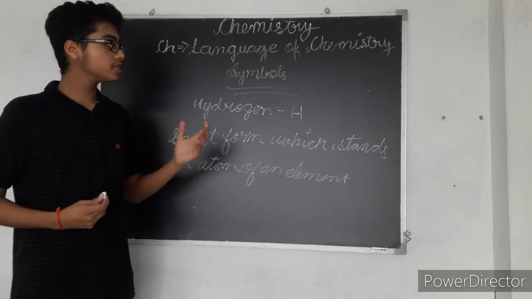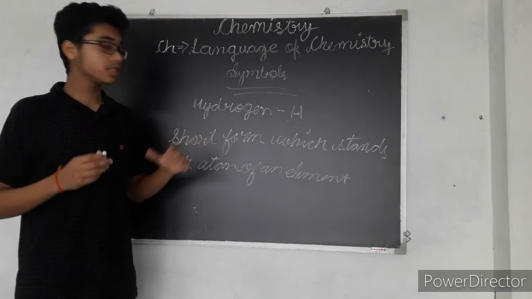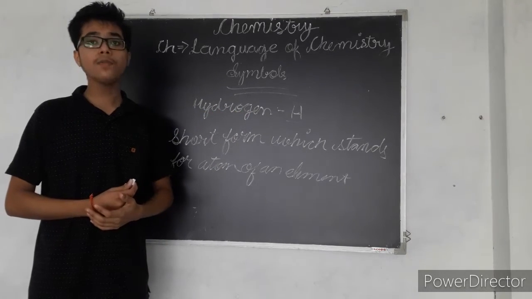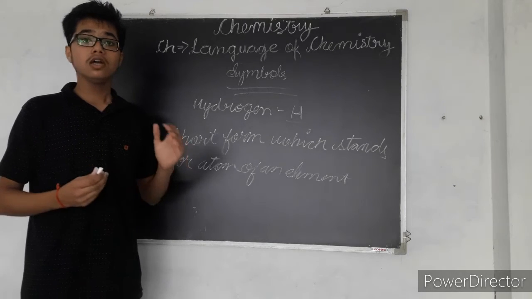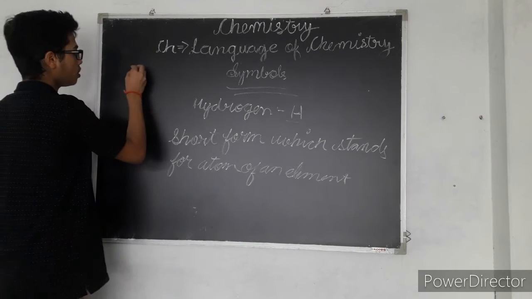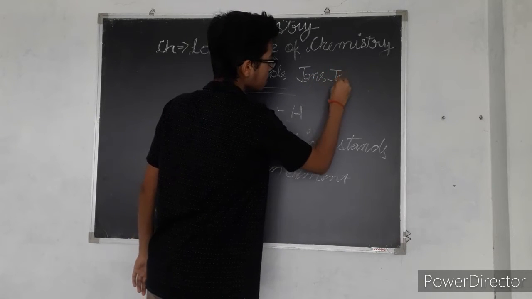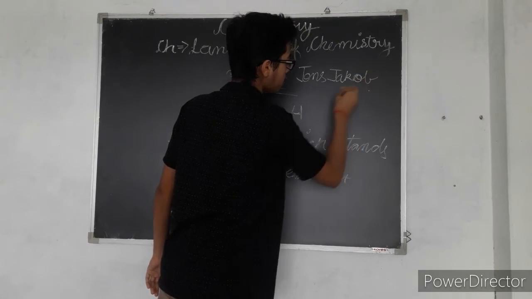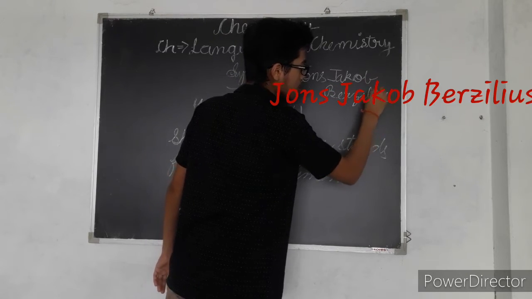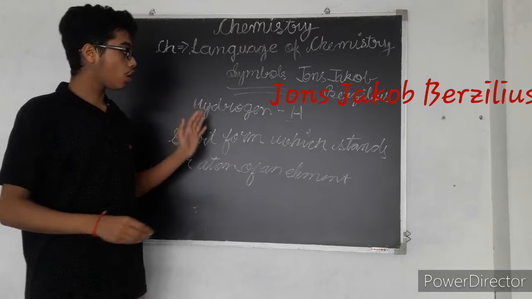Now we have to discuss who discovered symbols, who said that we should use symbols instead of writing the full element name. John Jacob Berzelius. John Jacob Berzelius, J.J. Berzelius, has given the symbols of all the elements.